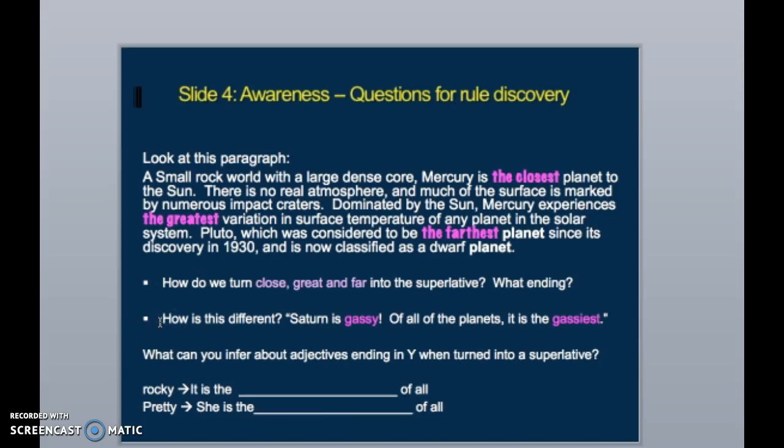Saturn is gassy. Of all the planets, it's the gassiest. The students will be thinking about this or talking about this: the Y changes to an I. And we'll ask them to infer the rule. So what can you infer about adjectives ending in Y when turned into a superlative? And hopefully together in groups or on their own, they'll come to the conclusion that the Y changes to an I prior to adding the EST. Rocky, it is the rockiest of all. Pretty, she's the prettiest of all, with that Y changing to an I.